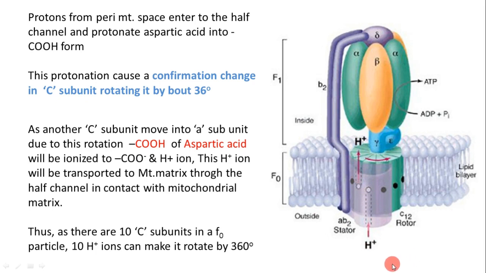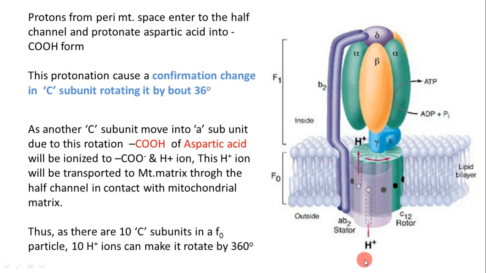So in this way, the COO minus ion takes up the H plus ion from the perimitochondrial space and moves in the anti-clockwise direction, but another aspartic acid with the COOH group is ionized on reaching this A subunit and it is pumping the H plus ion into the mitochondrial matrix through another half channel which is facing towards the mitochondrial matrix. In this way, this cycle continues. So by the pumping of one H plus ion from the perimitochondrial space into the mitochondrial matrix, a 36 degree rotation takes place in the C subunits.